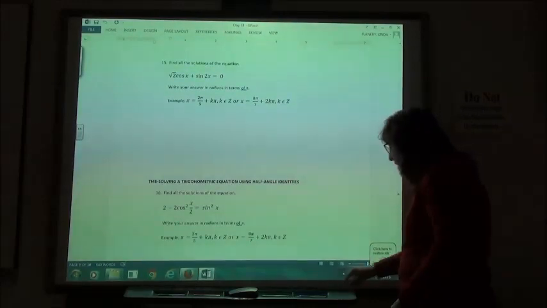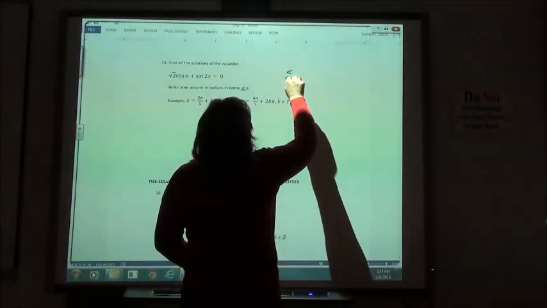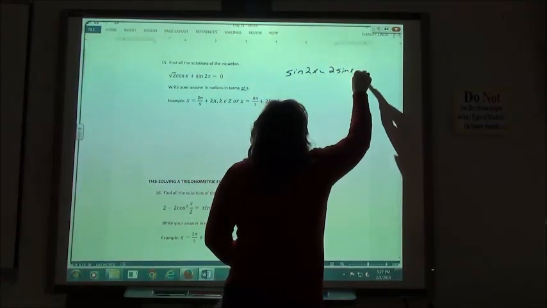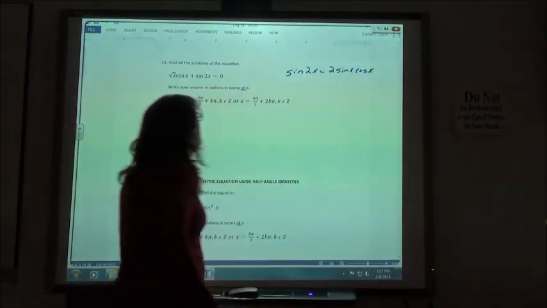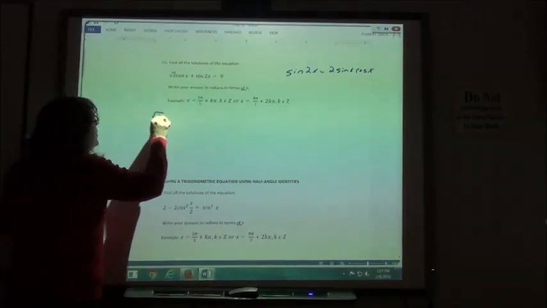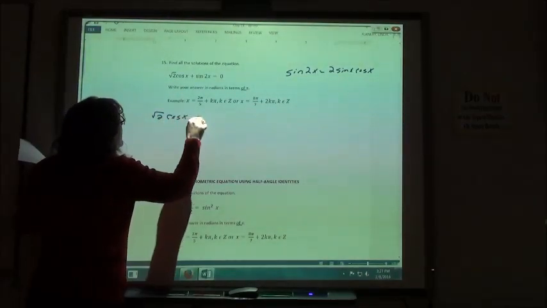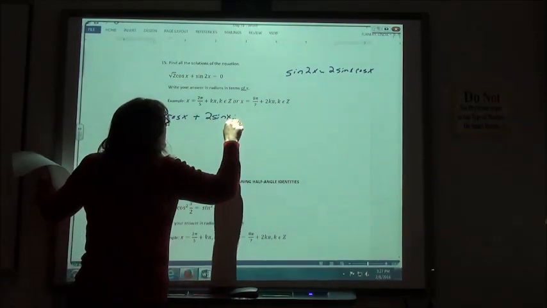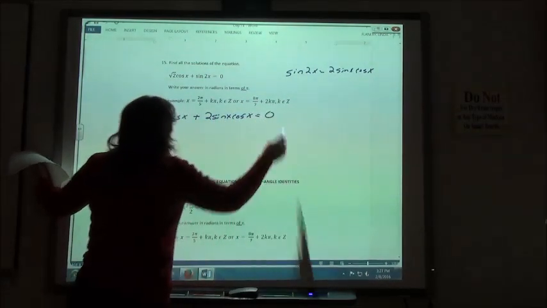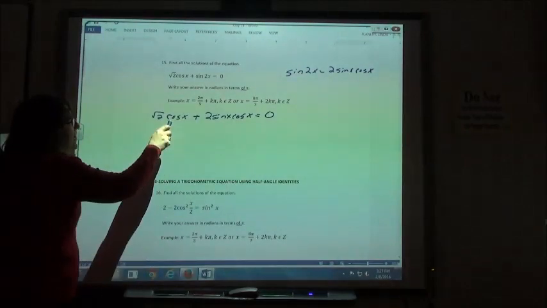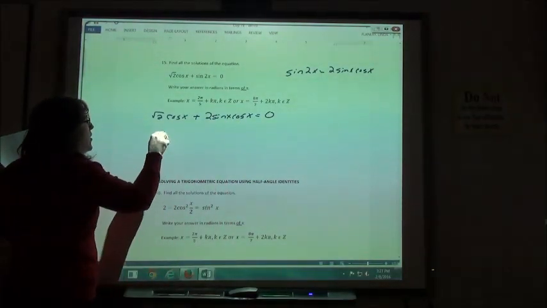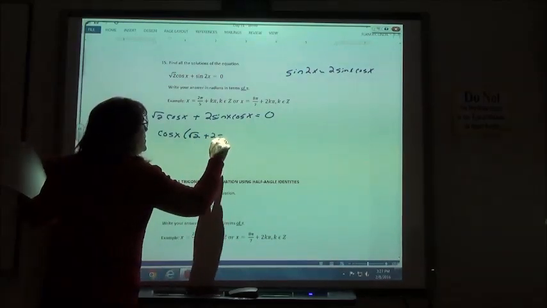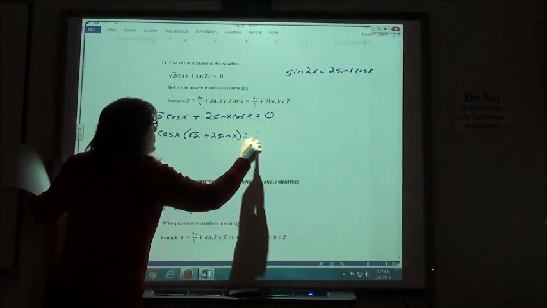Number 15, this time we have the sine of 2x. The sine of 2x is 2 sine of x cosine of x. So we have square root of 2 cosine of x plus, and we're going to put in 2 sine of x cosine of x equals 0. So looking at that, I can factor out the cosine from both of those. Cosine of x times the square root of 2 plus 2 sine of x equals 0.